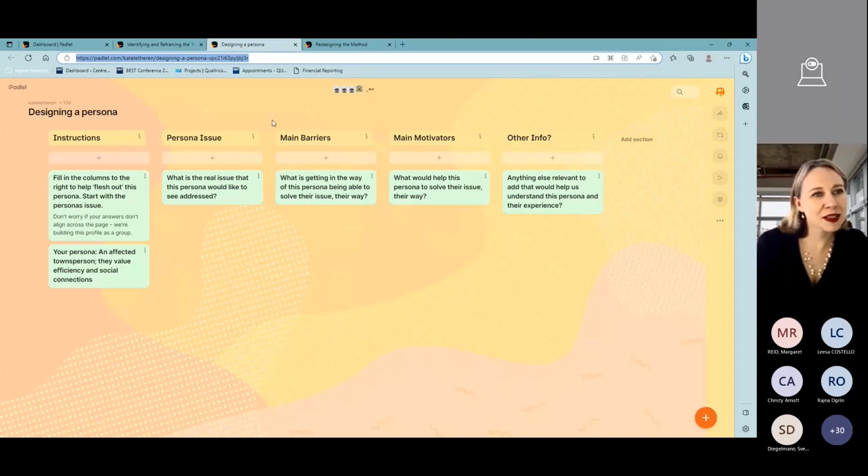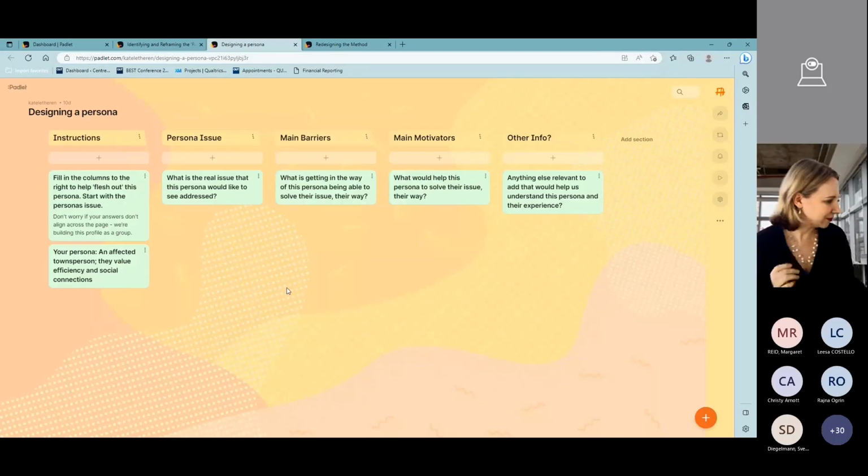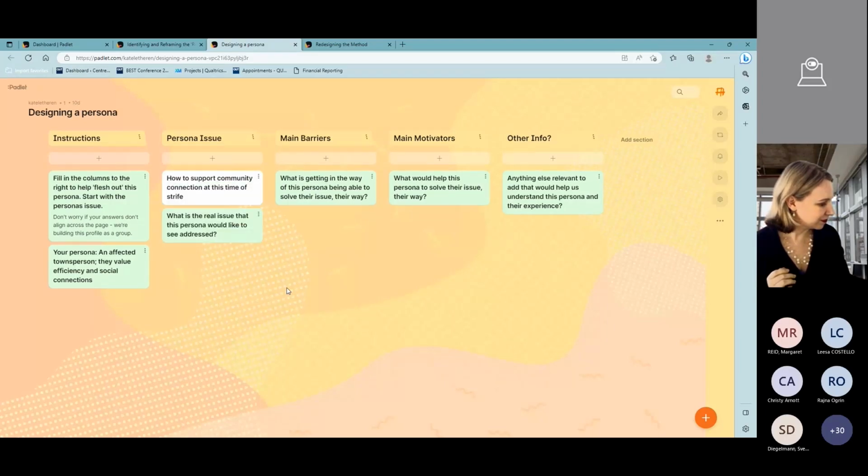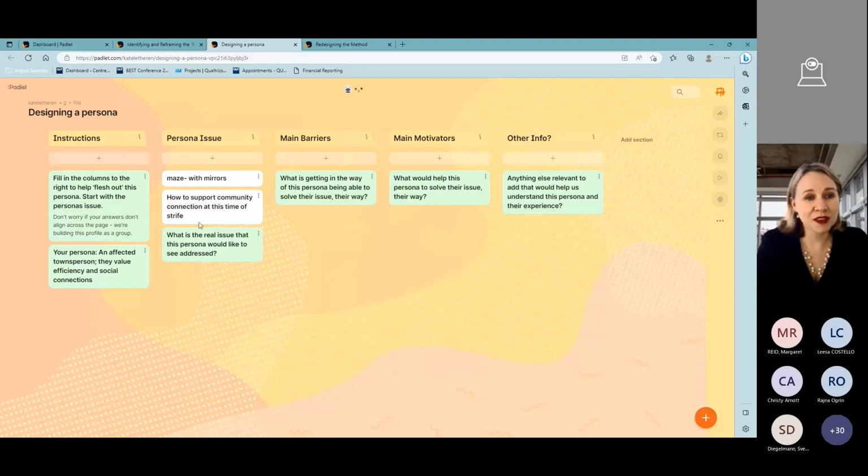Just refresh while people are typing. Love it. So persona issue, how to support the community connection at this time of strife. Yes, because they value social connections. They're thinking about their community at this point. Persona issue, it feels like a bit of a maze with mirrors. Yes, which would really upset personas who are valuing efficiency if they feel like everything's really complex and confusing.